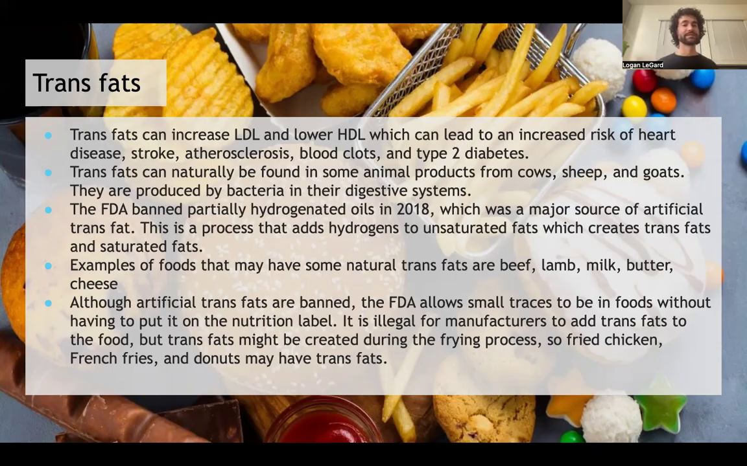The FDA banned partially hydrogenated oils in 2018, which was a major source of artificial trans fats. This is a process that adds hydrogens to unsaturated fats, which creates trans fats and saturated fats. Some examples are fats from beef, lamb, milk, butter, and cheese.